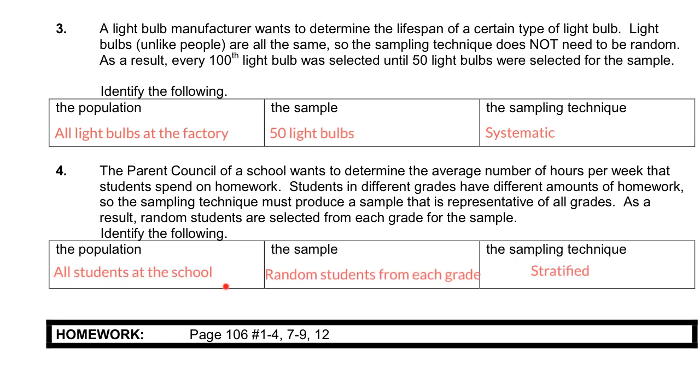So, all the students at the school, that's the population, but only random students from each grade are chosen. That's the sample. Now, here's the key to this sampling technique. Yes, random students are selected, but this is not a simple random sample because we're told they're selected from each grade. So we have divided the students into subgroups. Those are the grades. And then you have random students from each grade being chosen. This is a stratified sample.